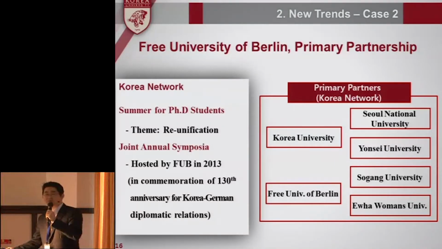If the partnership with the University of Tübingen is an advanced type of bilateral agreement, the Free University of Berlin is a kind of multilateral partnership. It was suggested by the Free University of Berlin to form a Korean network, which is one of their primary networks, and 5 Korean universities described in the PPT agreed to join the network.